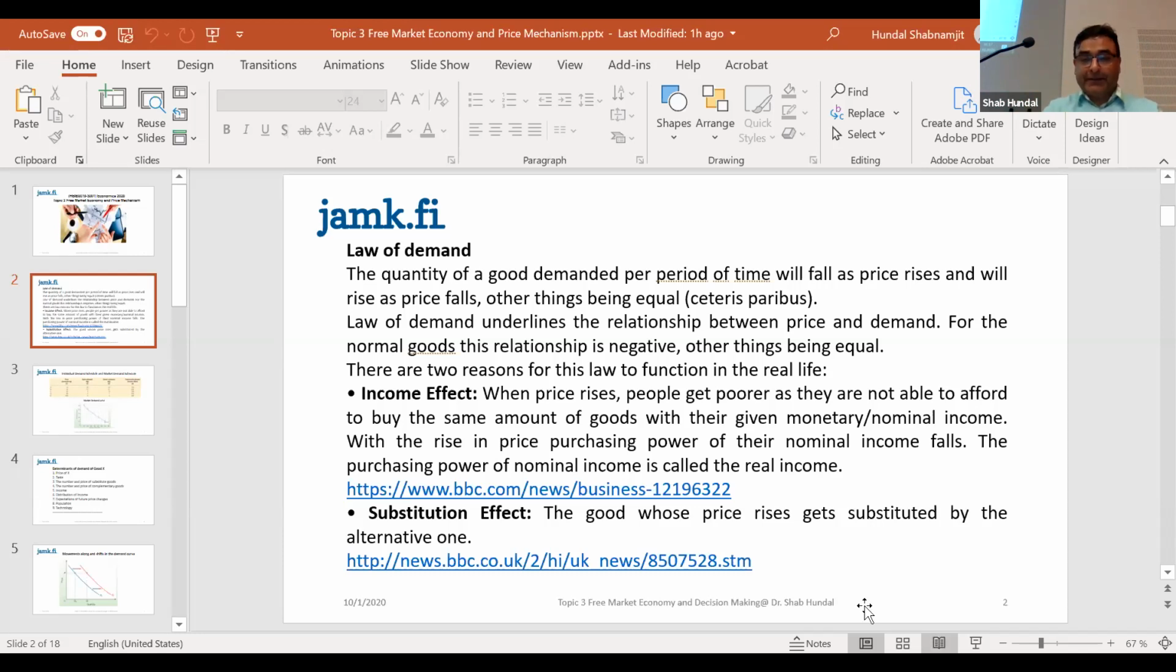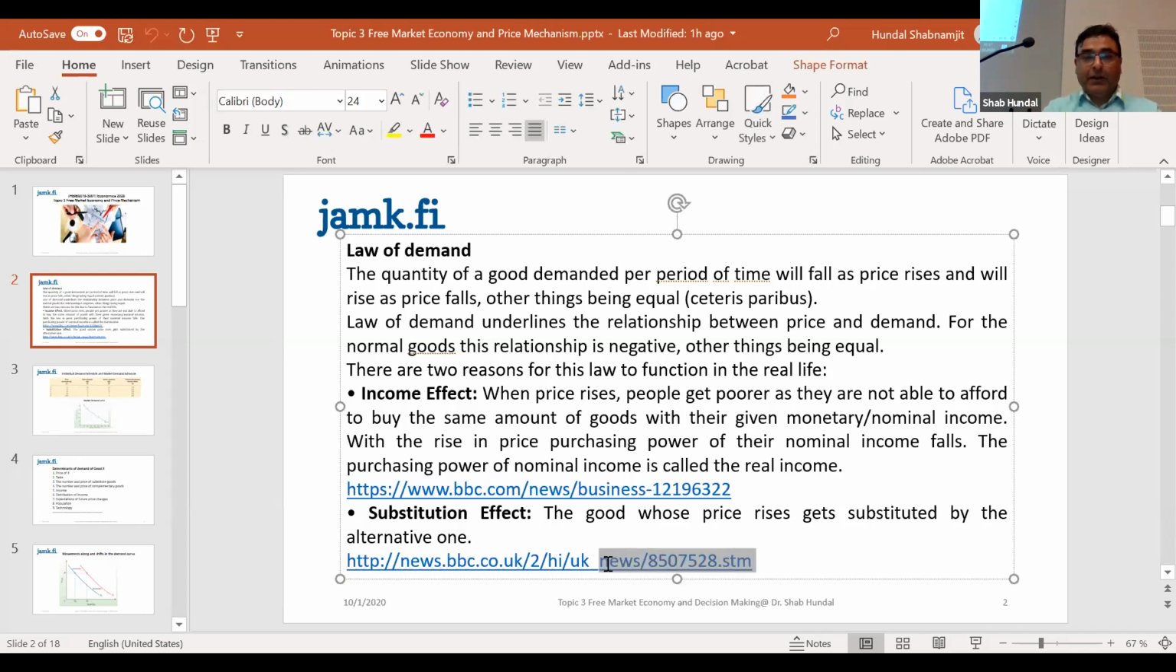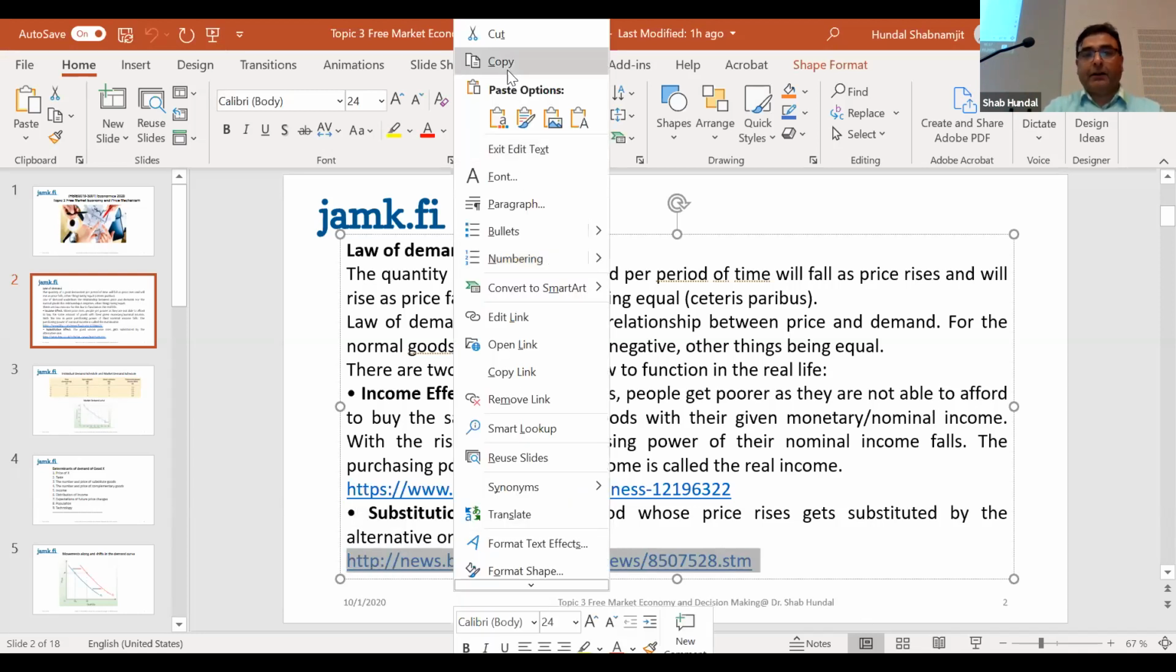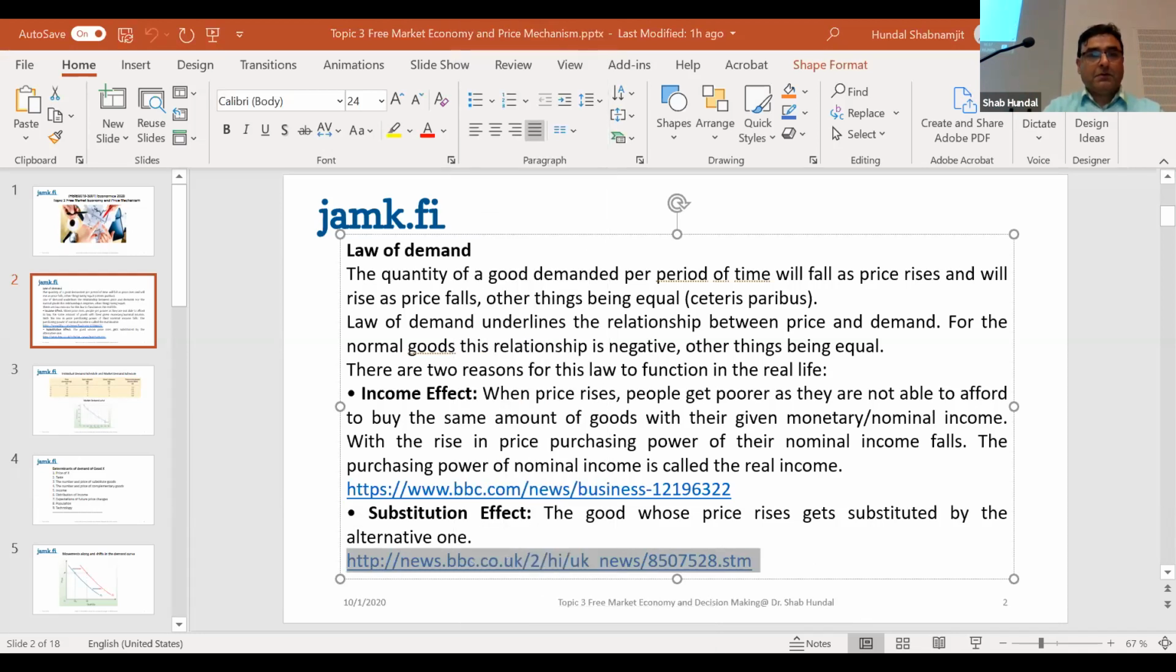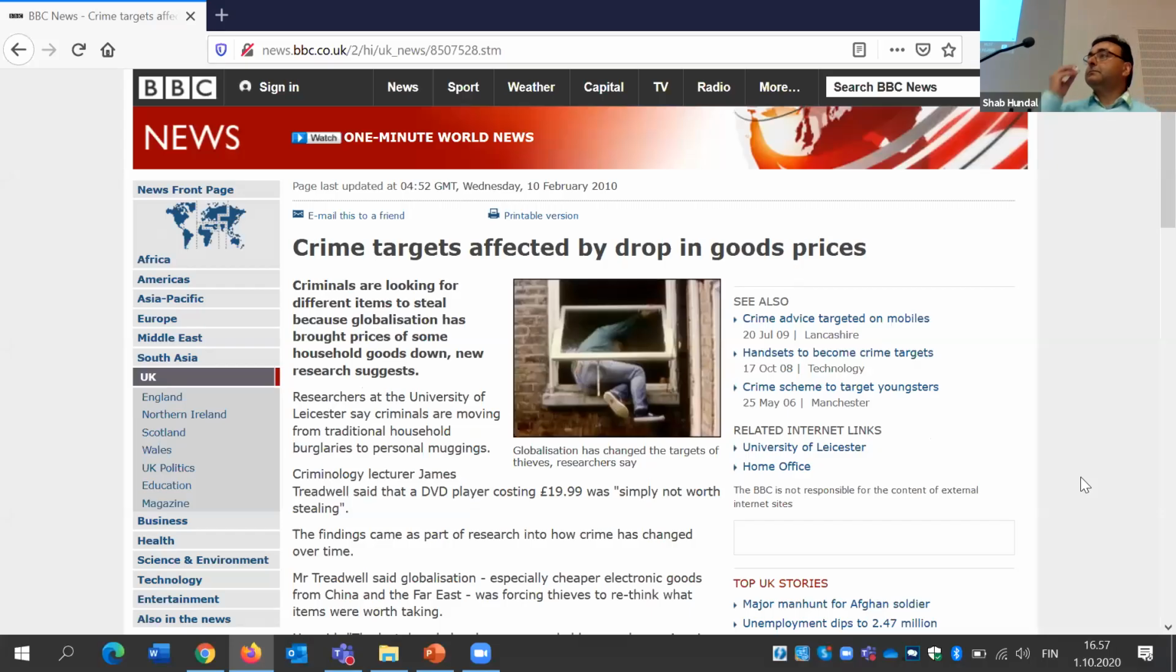And I want to show you something. It's a very interesting article which I found. I don't agree with the BBC much, but I found a very interesting article from the BBC. Do I share it? Oh, sorry for my selfish laughter. Can you see it now? Yes. The crime targets affected by a drop in goods prices.